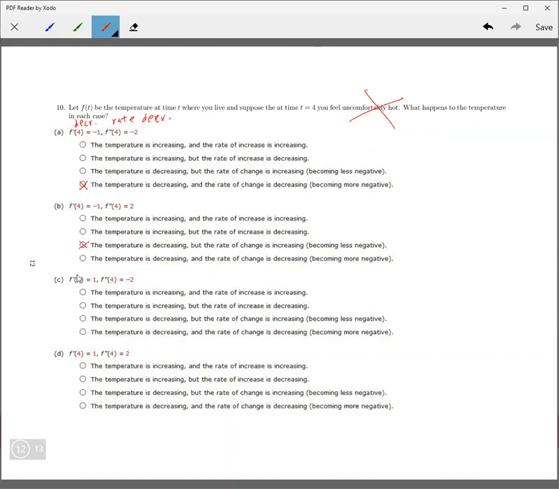Here, the temperature is increasing, but the rate is decreasing. Okay, so that'll be this one. And here, they're both increasing. The temperature is increasing, and the rate of increase is also increasing. Because this is positive, positive, this is positive, negative, this is negative, positive, and those determine which one it is.